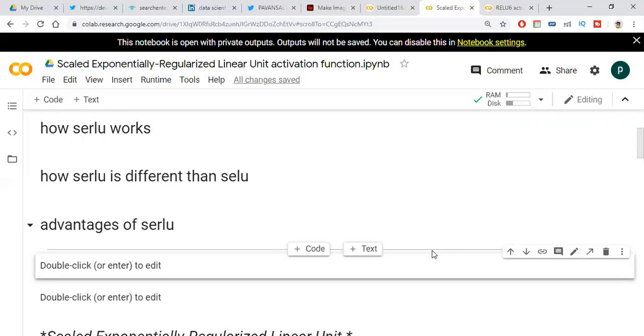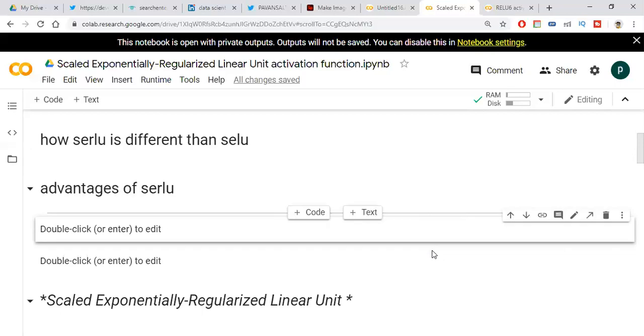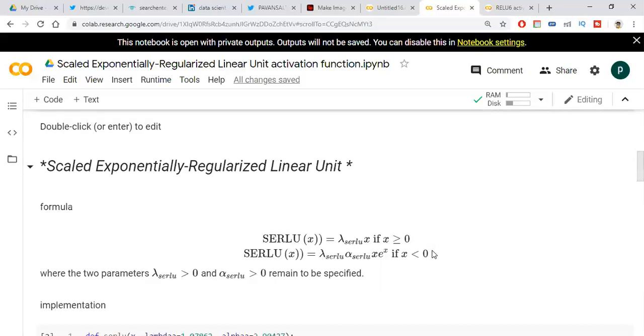How is SELU different from ELU? See, this is the SELU function formula. For positive values, it is lambda times x. For negative values, it is lambda times alpha times (e power x minus 1). SELU has a regularizing property, but ELU doesn't. How can we say it has a regularizing property? Because in SELU, e power x will be there, so the whole function is multiplied by e power x. But in ELU, e power x minus 1 will be there.